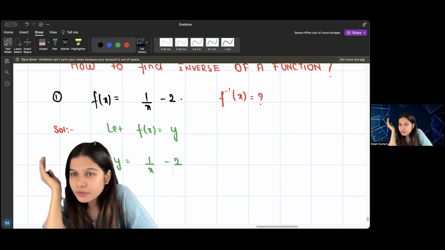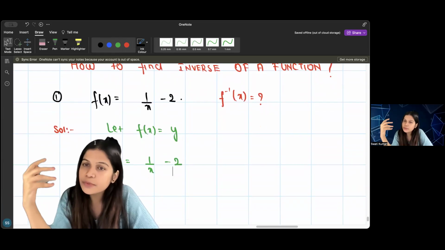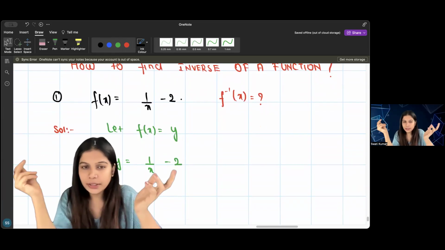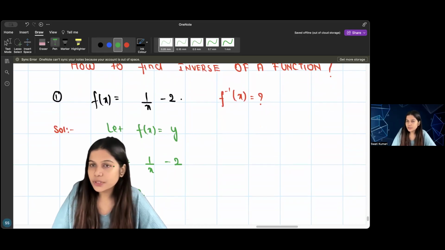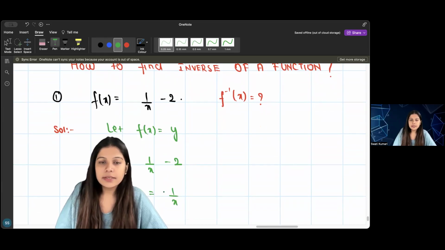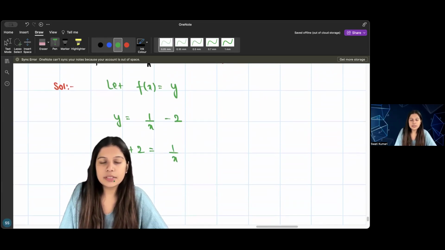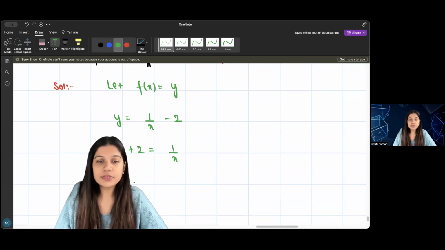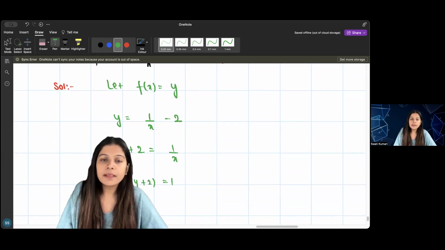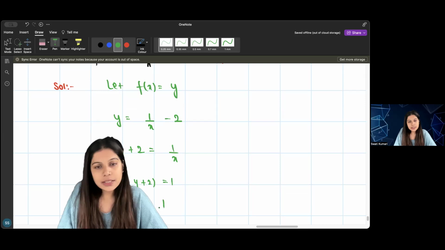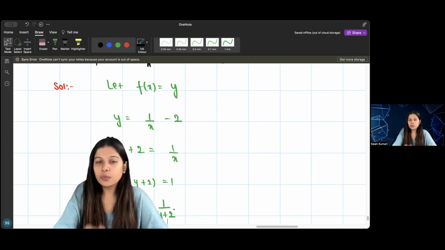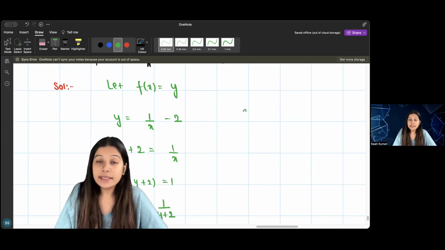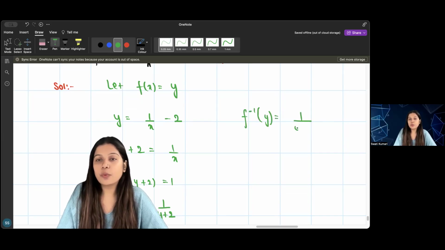And now you are going to find the value of x in terms of y by doing the shifting here and there, right? So clearly this will become y plus 2 minus 2. If I shift to the other side, it will become 1 over x. If I send x to the other side, it will become x times y plus 2 equals 1. And if I shift y plus 2 to the other side, it will become 1 upon y plus 2. Now x you have got 1 upon y plus 2, right? So x is nothing but f inverse y, and that is what you have got, 1 upon y plus 2.